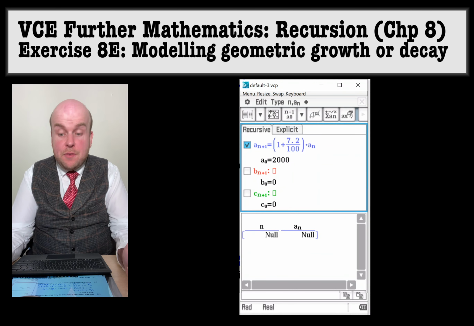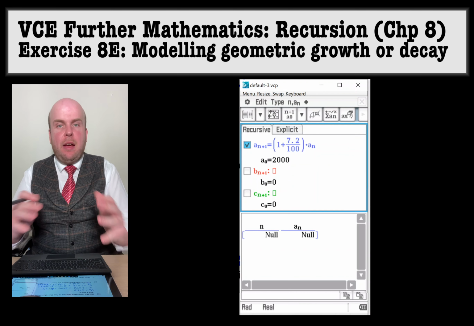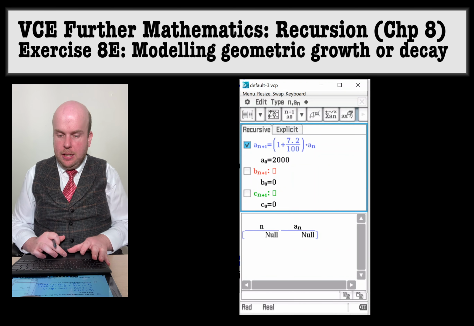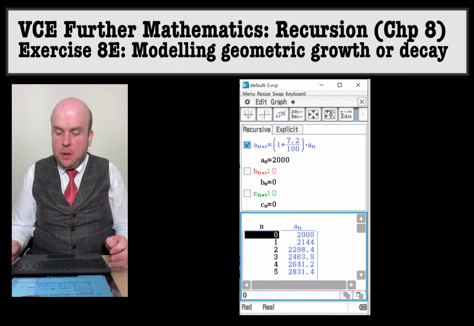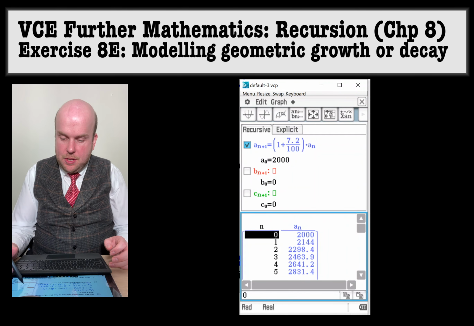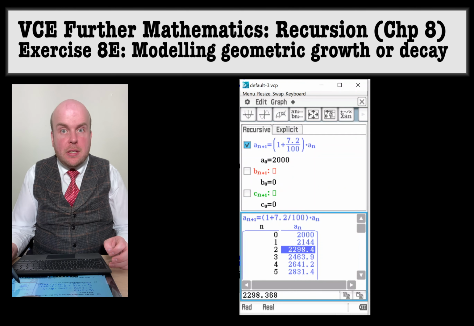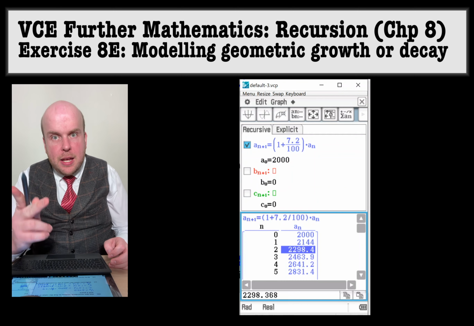So you'll notice here I've just put the interest rate, 1 plus 7.2 over 100 times by AN. I haven't even used the 1.072. I haven't even done that calculation. And now we've got all of the values that we need. So after the third year, as you can see there, 2463, 2298, it says 0.4. Don't be fooled by that rounding.